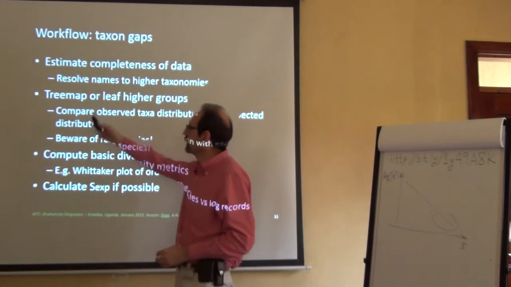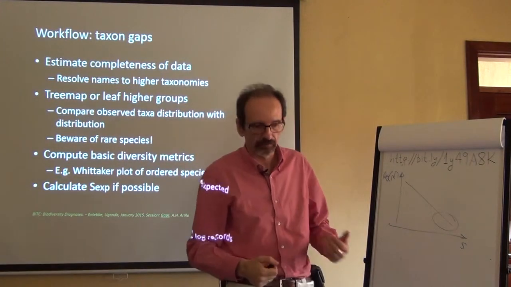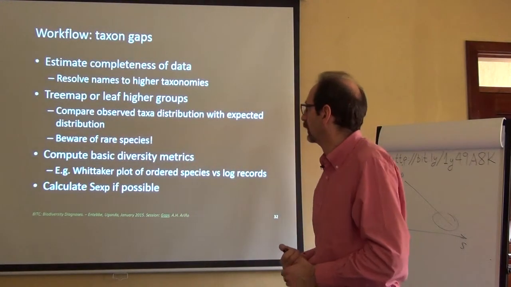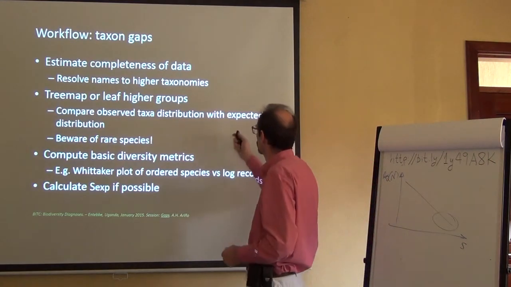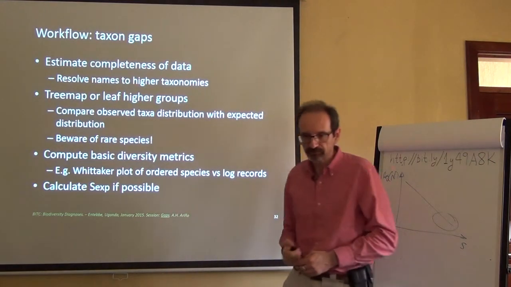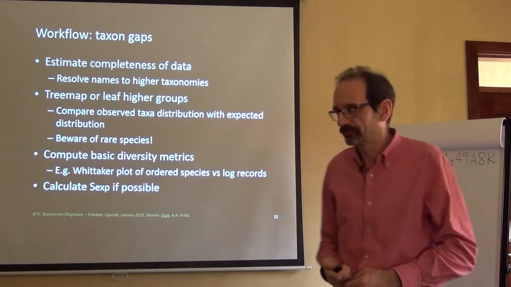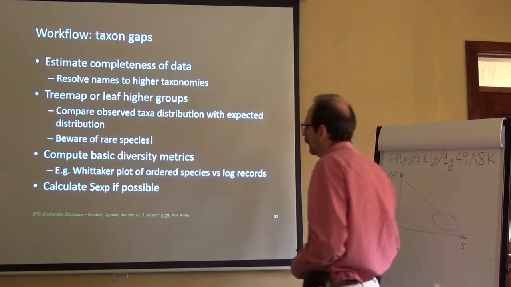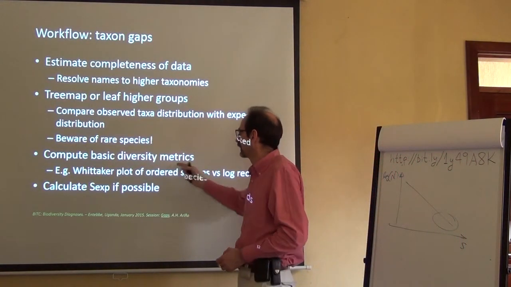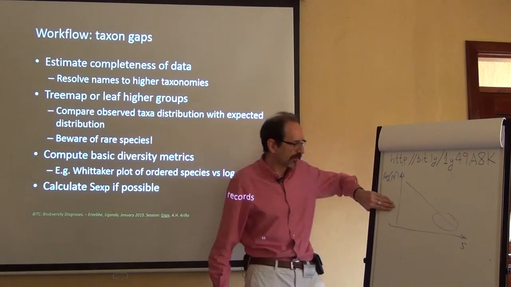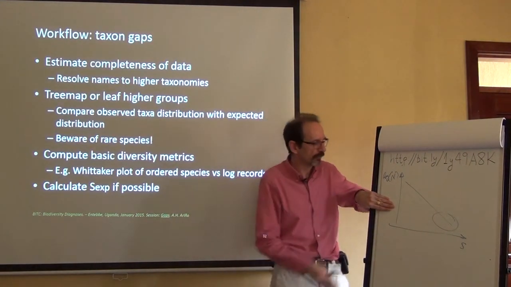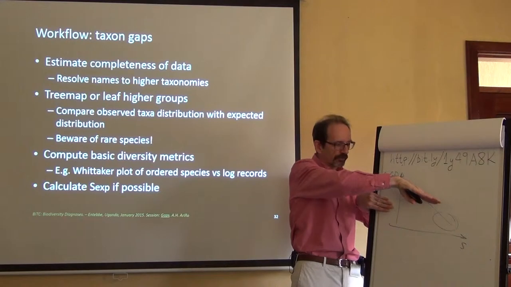We might want to do a tree map or a leaf plot. It's a different kind of plot. And compare the observed taxa distribution with the expected taxa distribution. And we have to be careful with rare species. And we might compute basic diversity metrics. We might try to plot this Whittaker plot and see whether this is high slope, low slope.